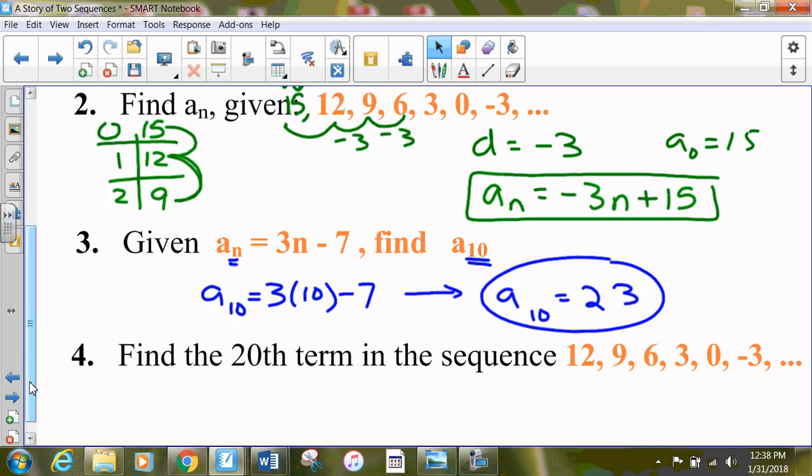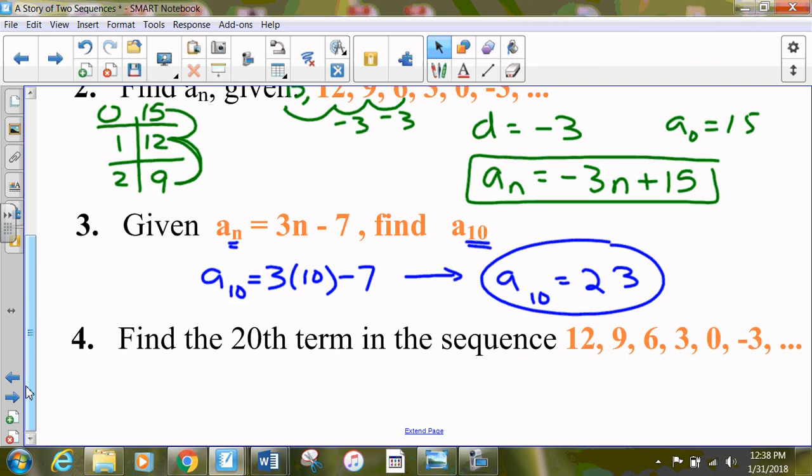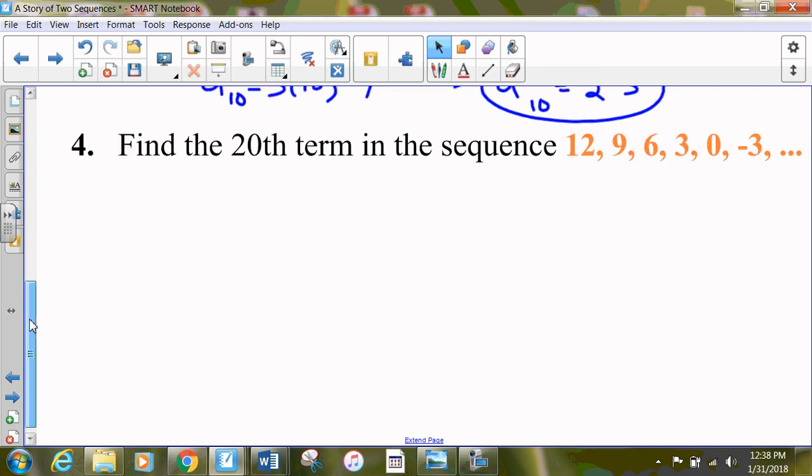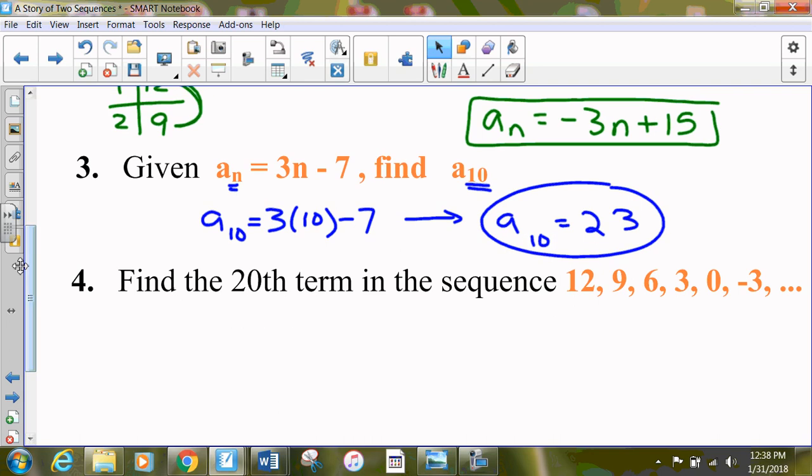So the nth term definition is pretty cool. We can use it to define a sequence, and we can also use it to find a certain term. All right, so find the 20th term in this sequence. It looks like we are subtracting 3 as we move to the right of the sequence. We could just keep subtracting 3 until we got to the 20th term.